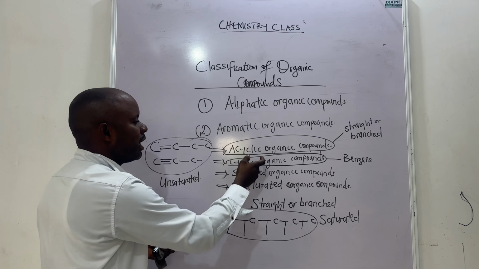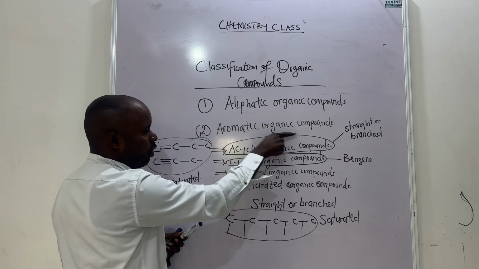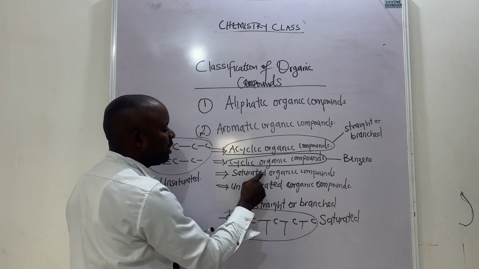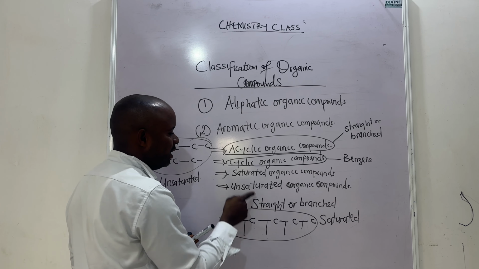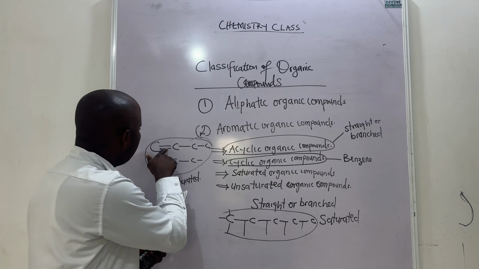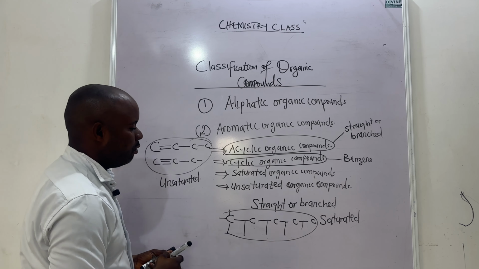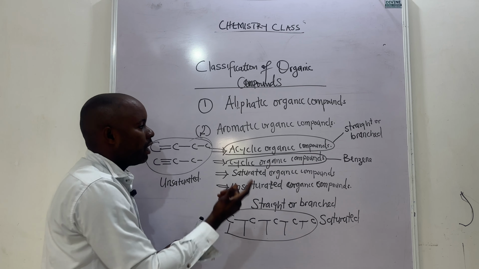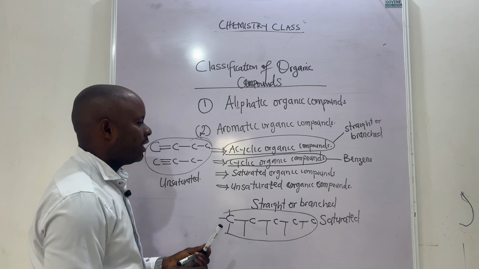So acyclic can be straight or branch chain. A very good example is aliphatic organic compounds. When we talk about aromatic organic compounds, these are cyclic, for example, benzene. When we talk about saturated, when the carbon to carbon bond is a single bond all through the compound, we say the compound is saturated with hydrogen atoms. Unsaturated, we have double or triple bonds. When the compound contains any of these double or triple bonds, it is known as unsaturated organic compounds. Aromatic organic compounds are arranged in a ring form, cyclic.